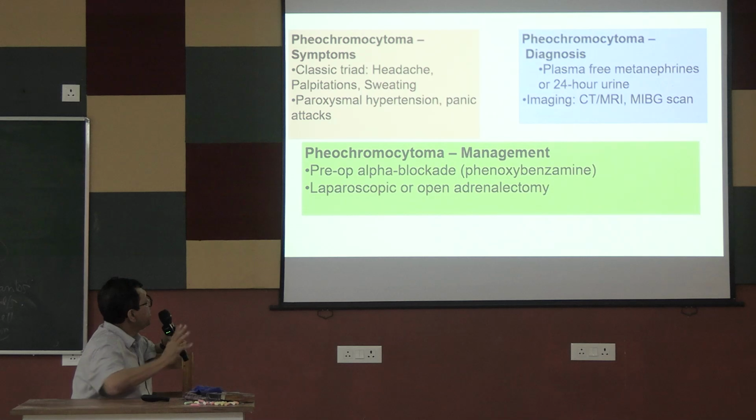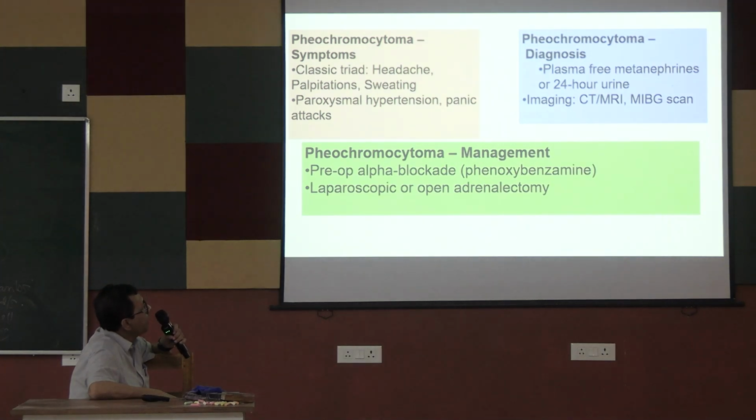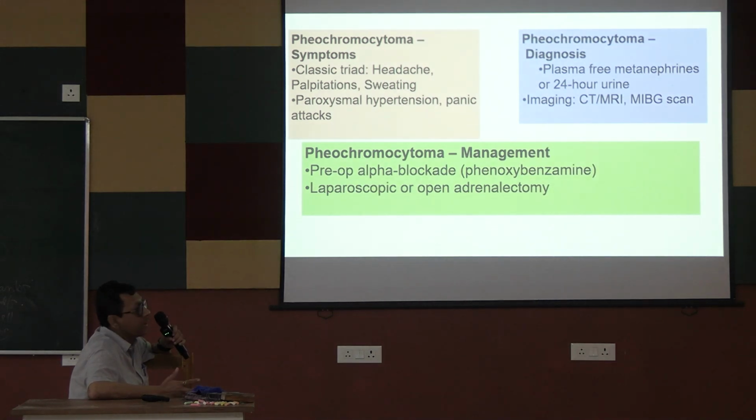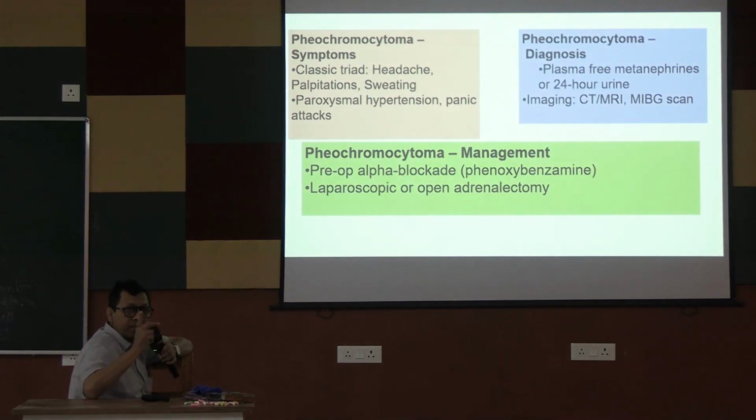So, to sum up, pheochromocytoma symptoms are the classical triad, that is headache, palpitation, sweating, paroxysmal hypertension and panic attack. Diagnosis is plasma-free metanephrines or 24 hours urine metanephrines. Imaging is CT, MRI or MIBG scan. This is the sum up of this entire story.